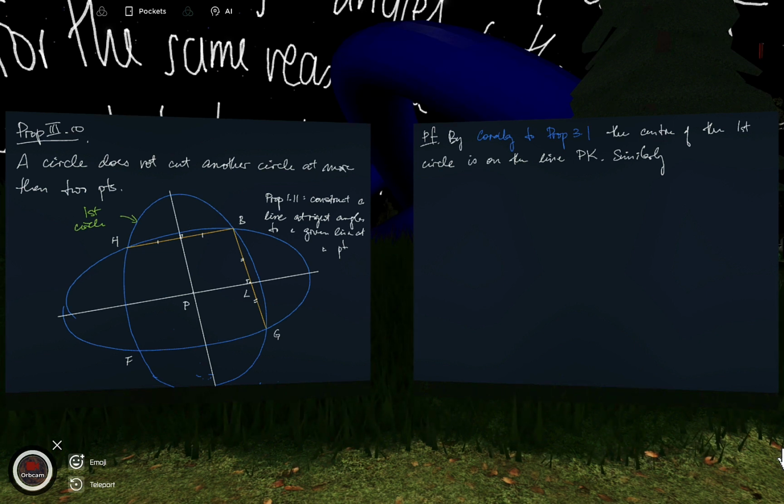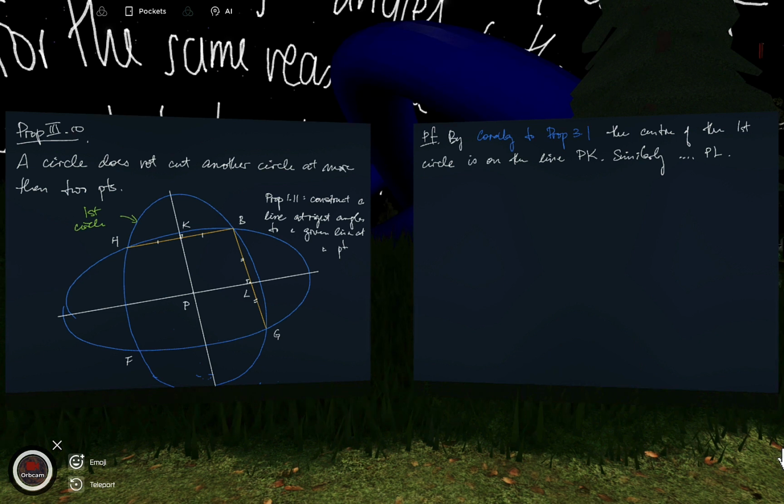We don't need that many letters, right? Euclid labels a lot more points, but we just need these ones. Okay, thanks, Dan. PK. Similarly, PL, right? So we can apply the same argument to the other line, BG. It's completely symmetric, so the center of the circle is also on line PL.